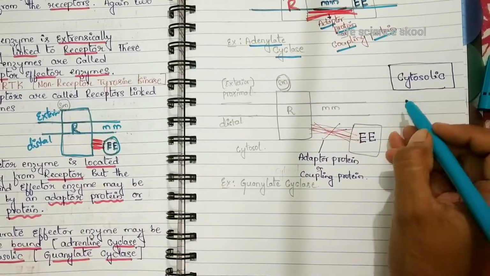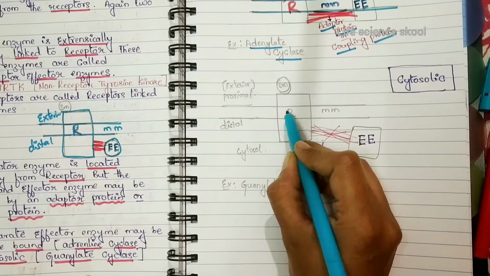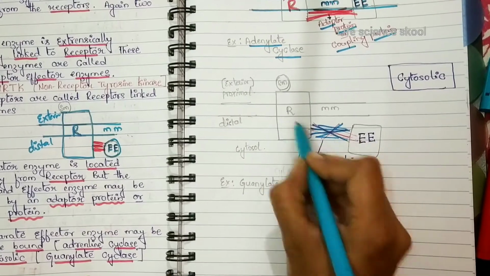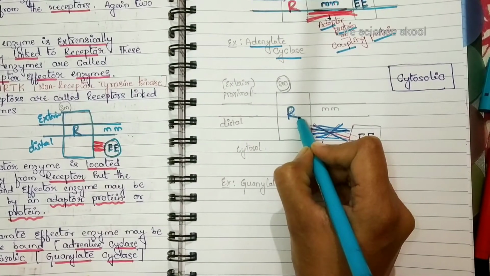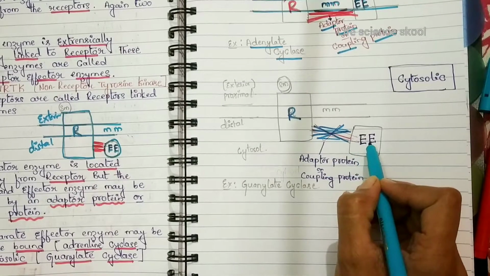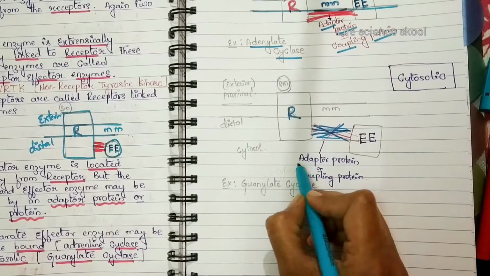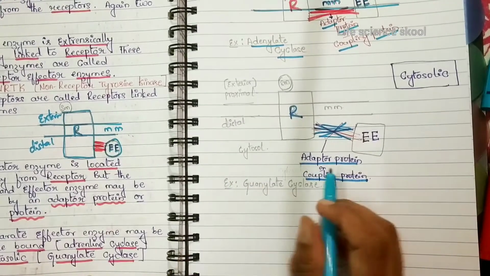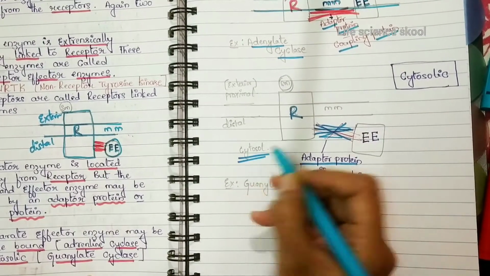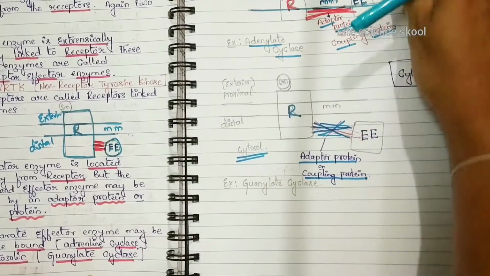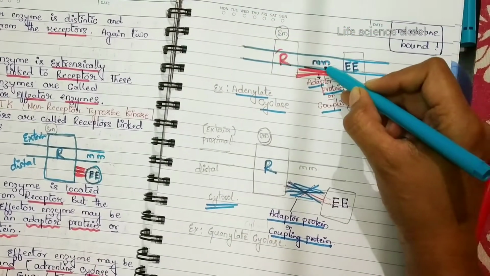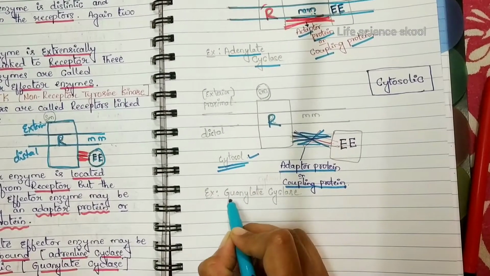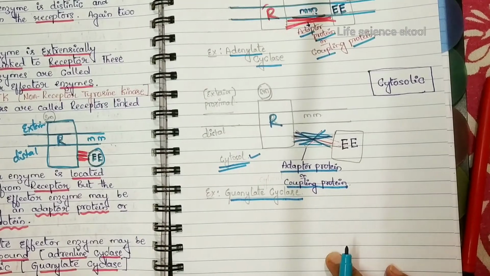Next one, the same thing. Here the effector enzyme is located separately from the receptor, and the receptor and effector enzymes may be connected by an adapter protein or coupling protein, and this one will be cytosolic. See here, it is located in the cytosolic region. Here you can see the difference: the first is bound to the membrane, but here it is located in the cytosolic region. An example for that is guanylate cyclase.